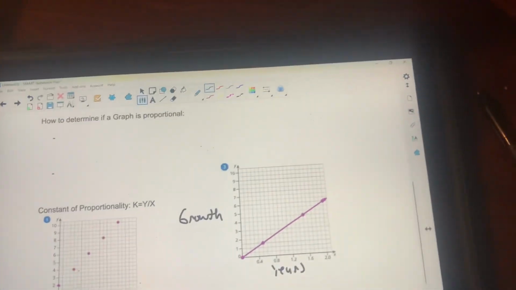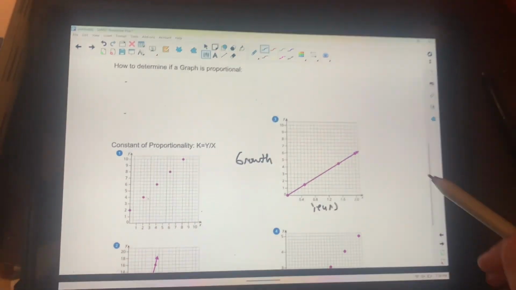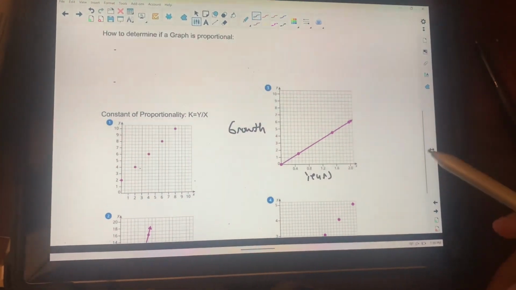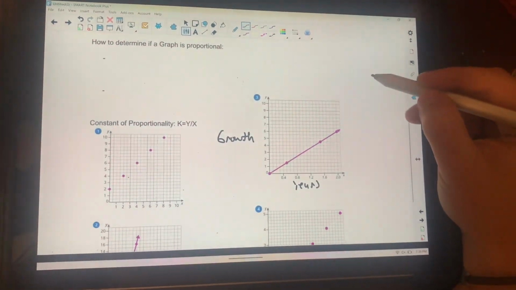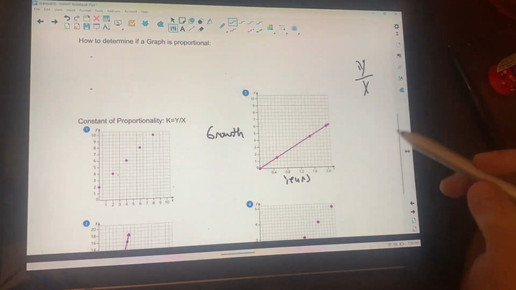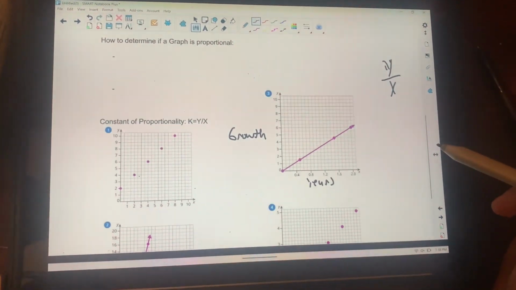So in this video, we are determining if a graph is proportional. We are going to determine on a proportional graph what the constant is. So what is our y over x value? And then we're also going to determine how we put into words what the graph is saying.